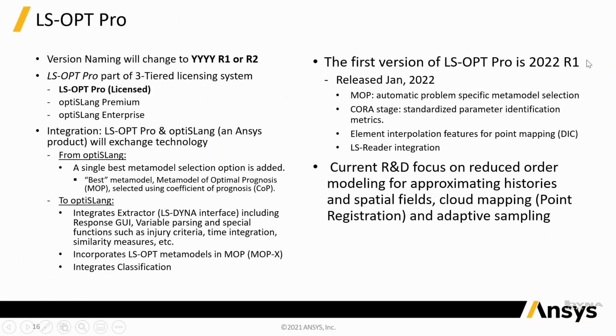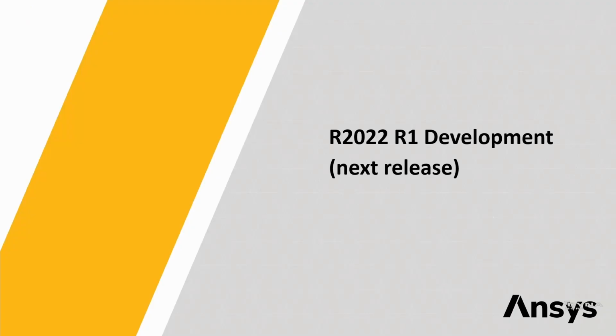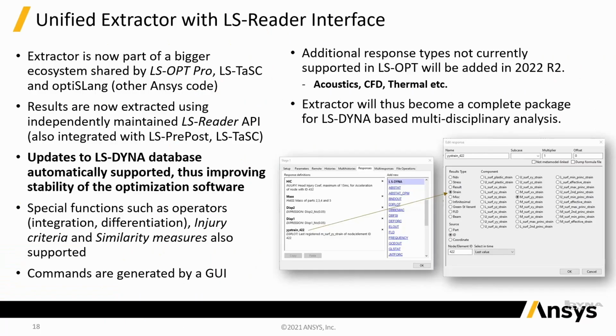So the first version is being released in January of 2022. I have a few details here about features, but they are also in the next few slides, so I'll just talk about it then. There's basically the MOP version, which is a metamodel selection. There's Cora, which is a feature used in the automotive industry for crash barriers. There's some element interpolation, and then a big feature is also the LS-Reader integration. And Anirban will also speak about the future research. So let's move on to the next release.